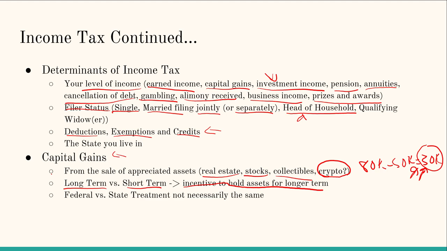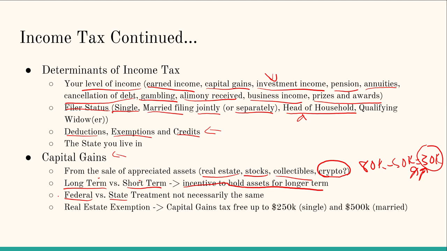Okay, so the federal and state treatment are not necessarily the same. The long term versus short term is a federal tax thing. But in California, you end up paying the full tax on capital gains. So this is just important to note that the federal and state are not necessarily the same.